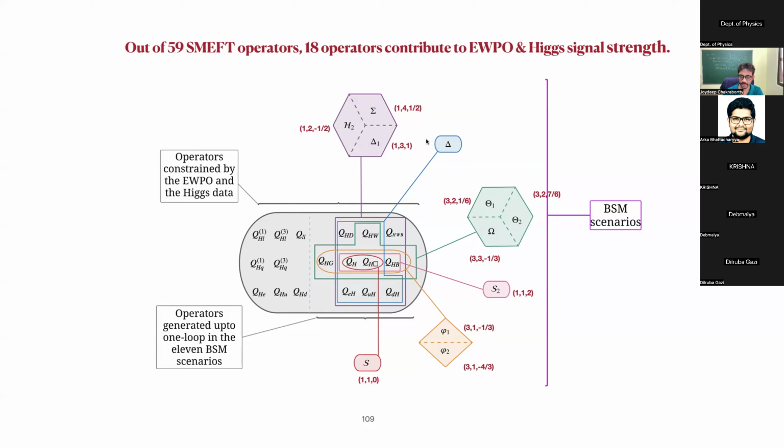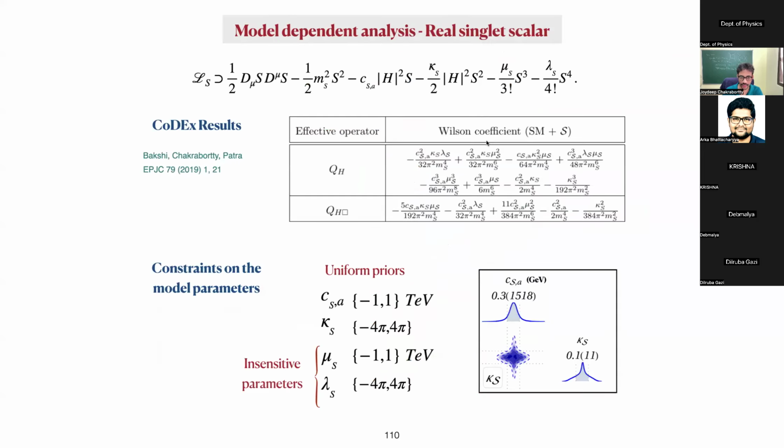Okay, fine. So now let's look at the example of this singlet modulation by a real singlet scalar. So this is the Lagrangian we are talking about. Why this is the Lagrangian, we will not go into that discussion. If this is the given Lagrangian, and then we integrate out the singlet scalar, then you basically get these 2 operators, and this is their Wilson coefficient.